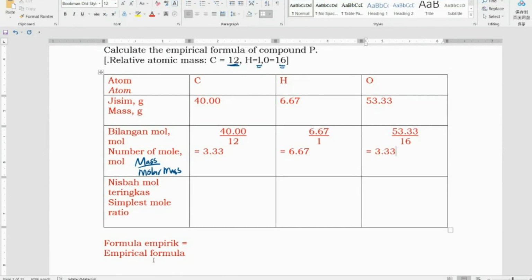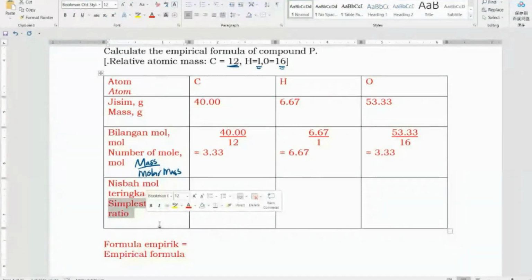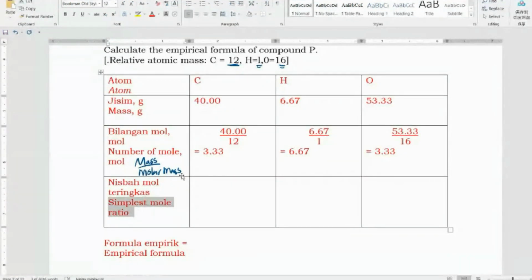So you get the number of mole already. The next step, what should we do, class? We get the simplest mole ratio. So how do we do it? What do we do to get the simplest mole ratio, class? You have 3.33, 6.67, and 3.33. How do we get the simplest ratio?